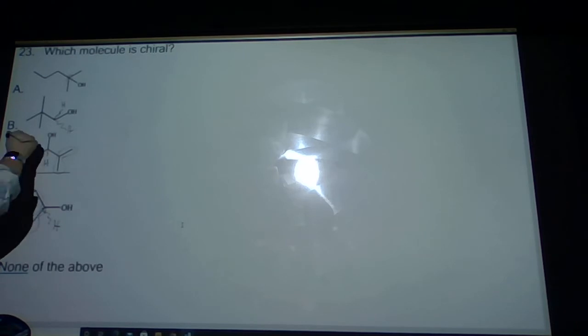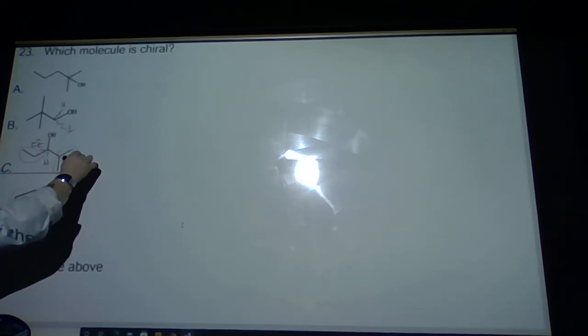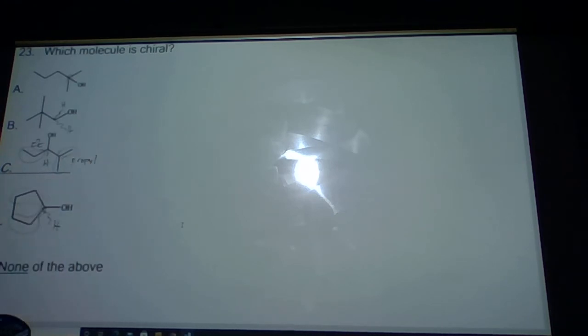This is a 2 carbon fragment in an ethyl group. This is a 3 carbon fragment, a propyl group. So this carbon has the hydrogen, the oxygen, a 2 carbon fragment, and a 3 carbon fragment. Answer C is chiral. 23.